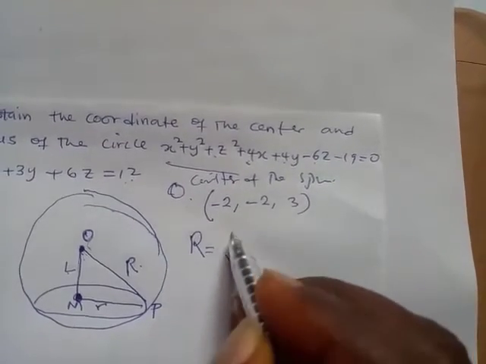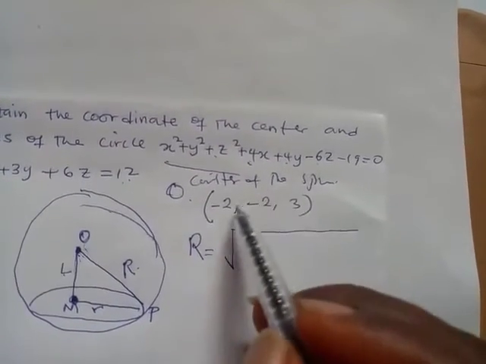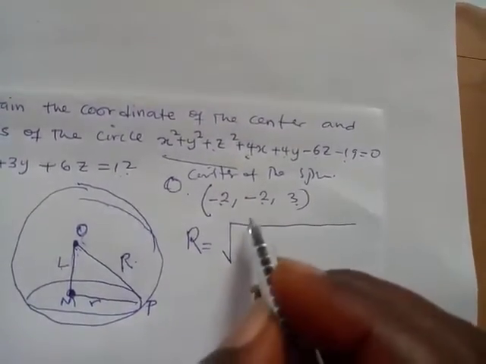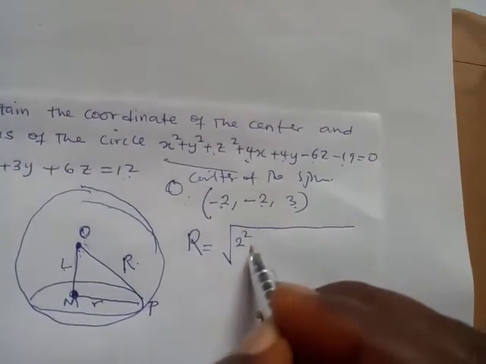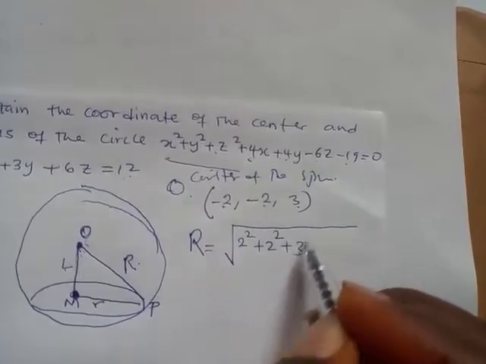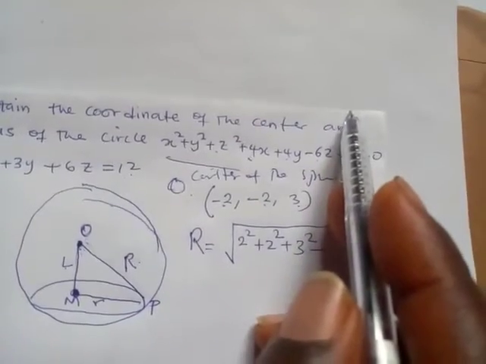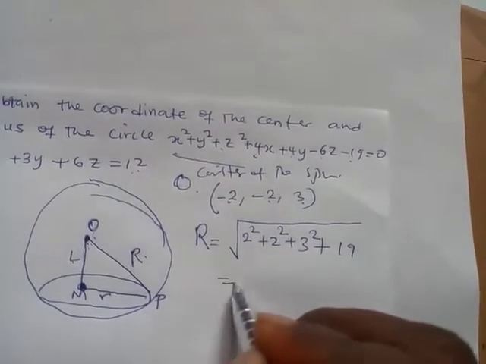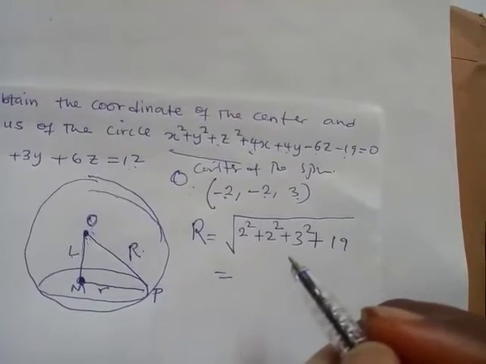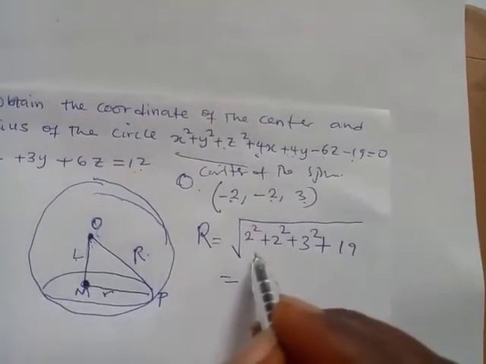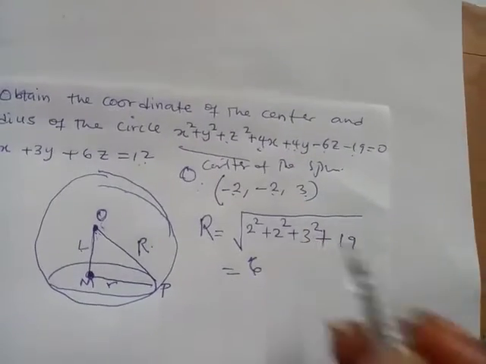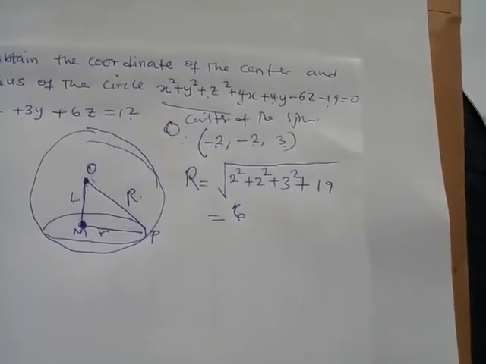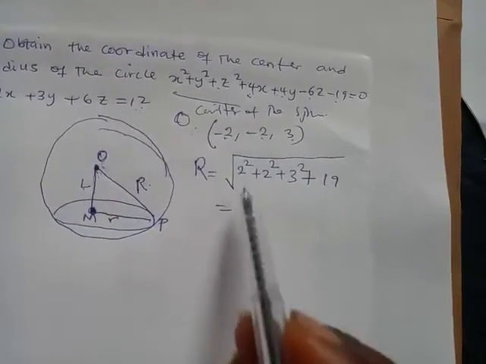Also, we need to find the radius of the sphere. So we know that radius of the sphere will be equal to this square plus this square plus this square minus 19. So this will just be 2 squared plus 2 squared plus 3 squared minus 19. So our 19 will just become plus 19. From that place, we can find the value of our radius, and that will give me 6. This will be 36, and square root of 36 will give me 6. Now let's keep that. So we have known the center, we have known the radius of the sphere.